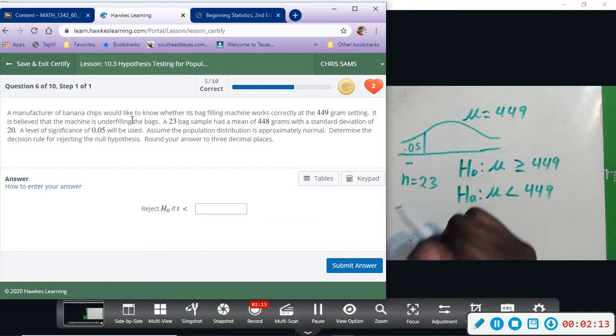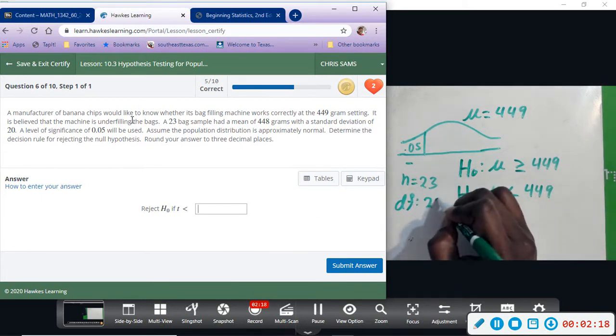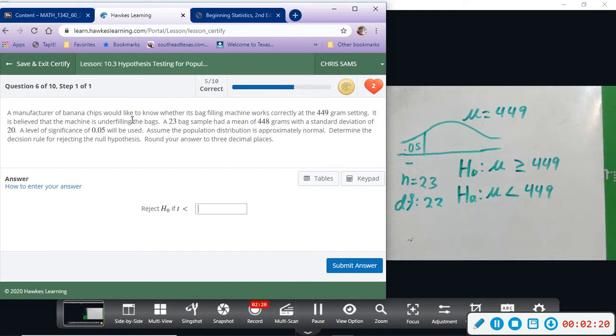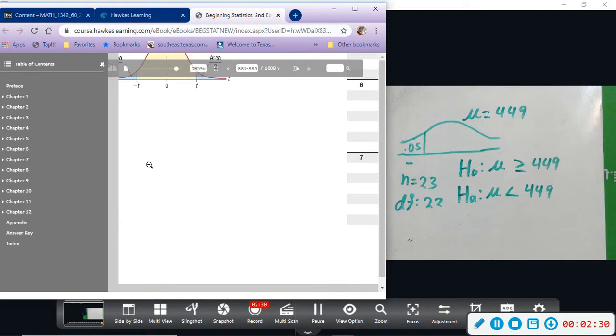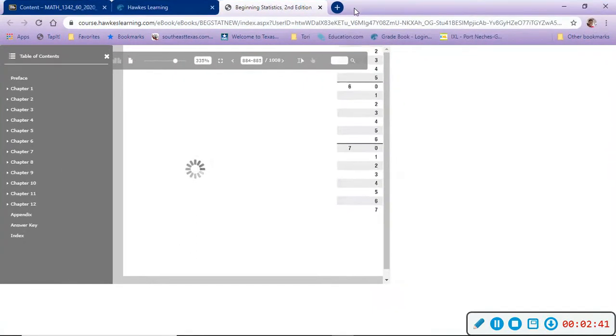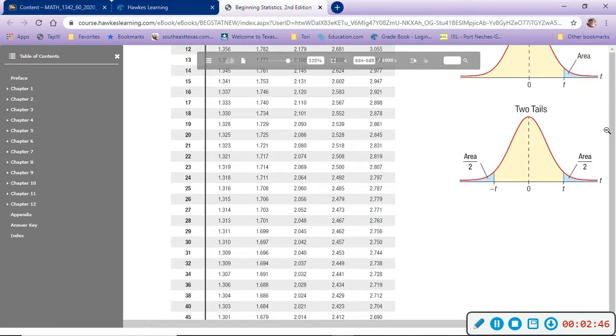My degrees of freedom for my sample size, DF, is going to be 22. It's always one less than your sample size. It's n minus 1. So from here, I actually pulled up the book and the t-table in the back of the book because it's a little bit easier to read. So what you have to do is go to the appendix and flip through, and this is way zoomed in so I can't see anything right now. Let me make it bigger. So here we go. Here's our t-table.